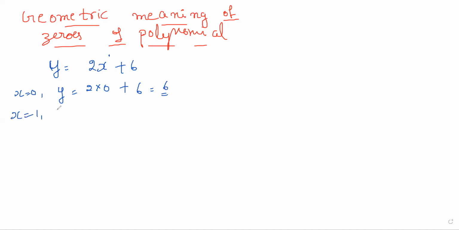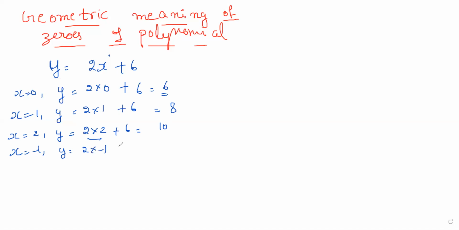If you put x is equal to 1, then y is equal to 2 into 1 plus 6, that is 2 plus 6 is 8. x is equal to 2, then y is equal to 2 into 2 plus 6, 2 twos are 4, 4 plus 6 is 10. So I'll give x is equal to minus 1, then y is equal to 2 into minus 1 plus 6, that is minus 2 plus 6 is 4.